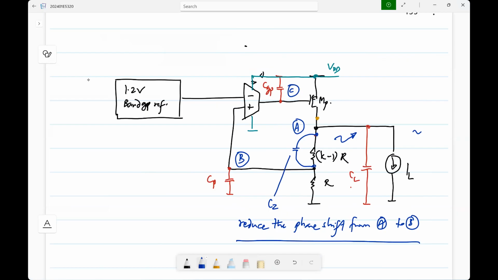Still, even if there is zero phase shift from there to there, you have a pole. I mean, I said it's unrealistic, but if you think of this MP as a current source and this also as a current source, you have two poles at very low frequencies.